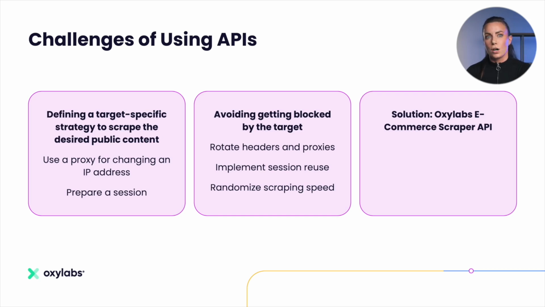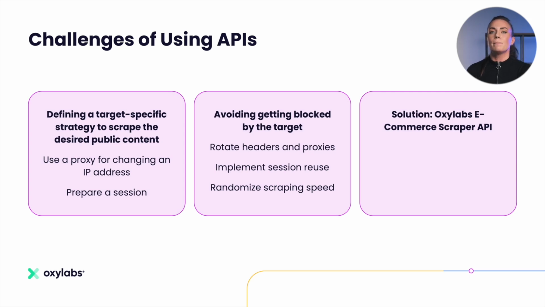To not get blocked by the target when scraping publicly available data on a large scale is another challenge. This requires altering your web fingerprint, which could be done by rotating headers and proxies. If you send too many requests from the same IP address, the target website may identify you as a threat and block your IP. You could also implement session reuse or randomize scraping speed by adding random breaks between requests.